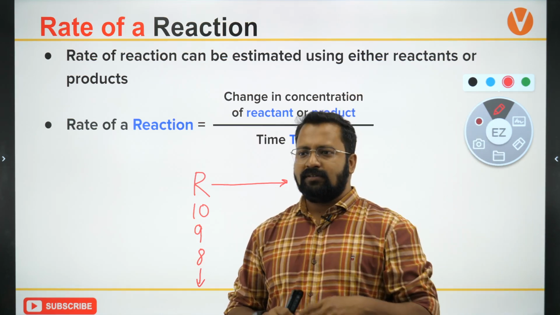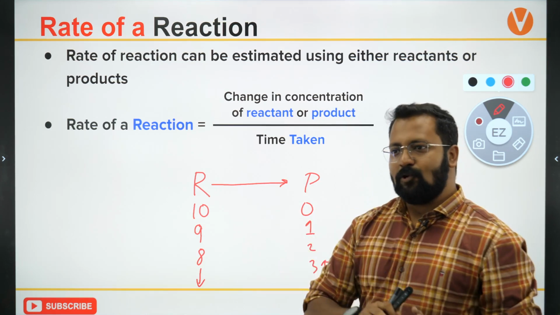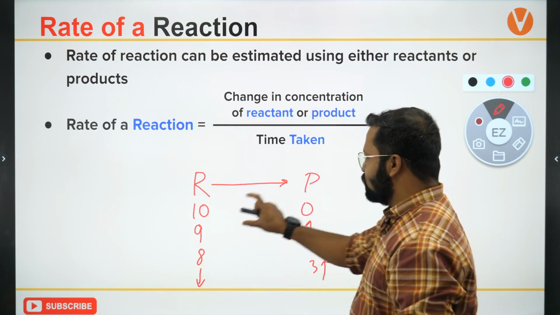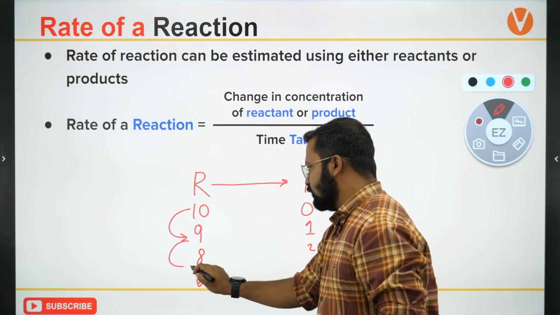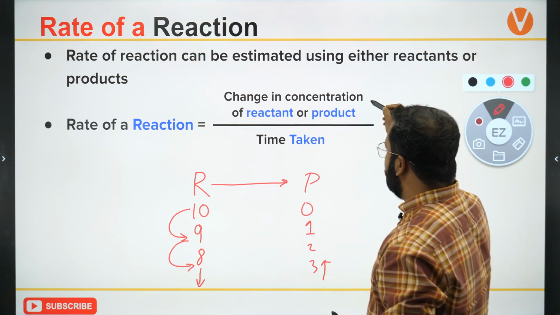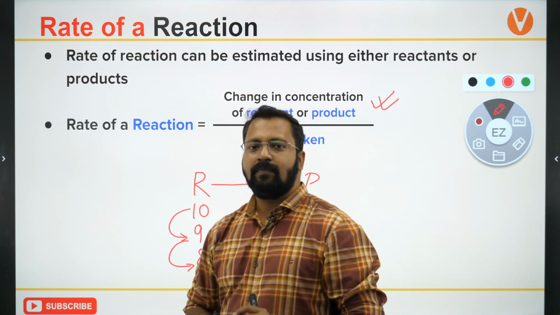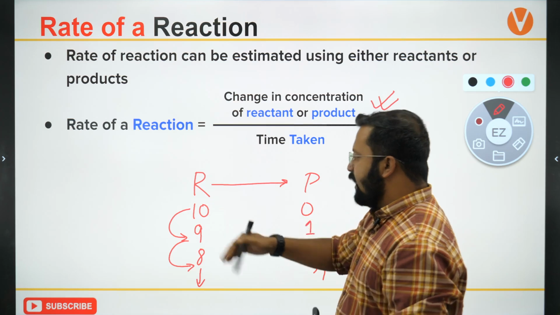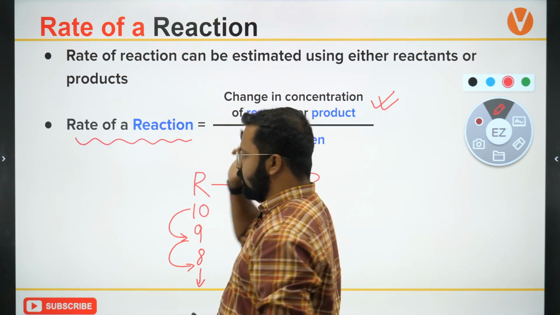Okay, Ajay Singh, we will study intermediate rates. We are not studying slow, not studying fast, we will study intermediate rates. Try and understand. What you are seeing is that the amount is changing. So change in concentration of reactant or product divided by the time. If I calculate the change and divide it by the time, I get the rate of reaction.